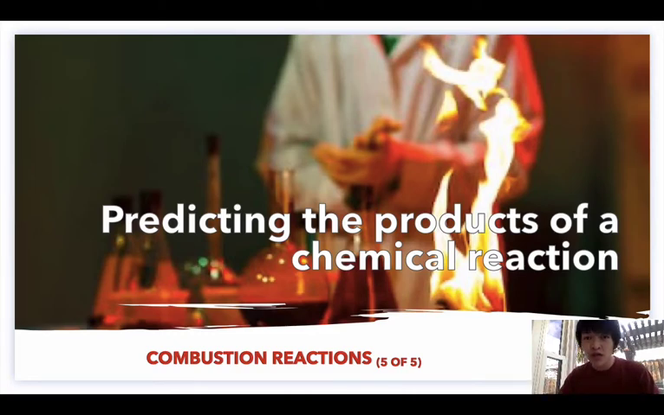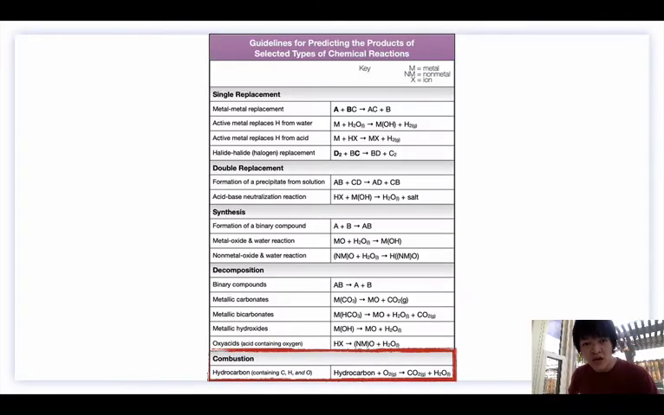Combustion reactions. Now this is our last video on our playlist about predicting products of chemical reactions, and this is my favorite because it's the most straightforward. Now here are the guidelines for predicting products of selected types of chemical reactions. At the very bottom you'll find that combustion, there's really only one type.